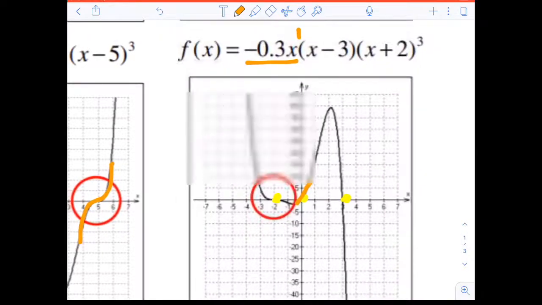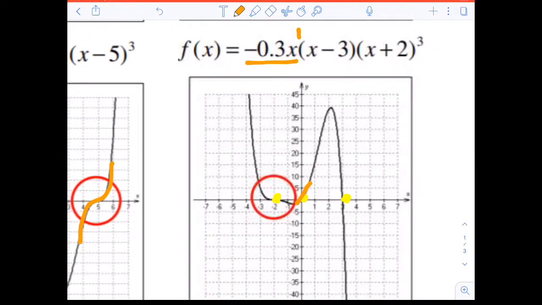For the x minus 3, it has a degree of 1 as well, so it's going to pass through like a linear equation. But the x plus 2 is cubed, so it should act like a cubic function. So it comes down, passes through, and continues down. It has to turn around afterwards to come back up to the x-intercept, but it does act like a cube function, a twist over there on the left side.